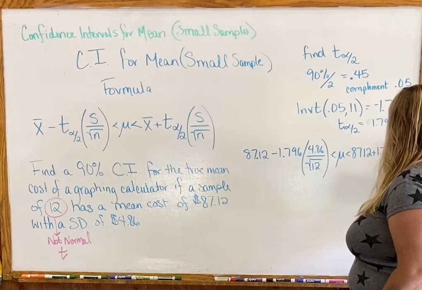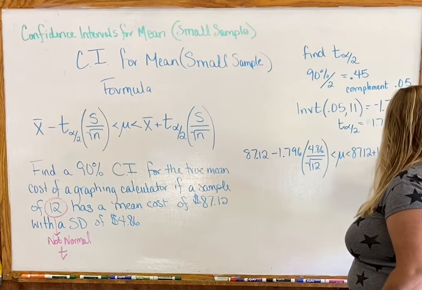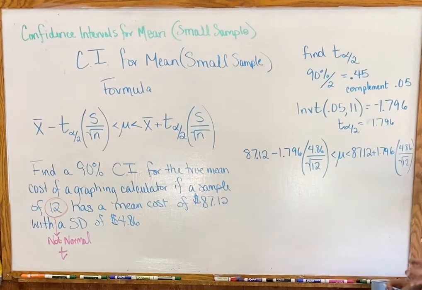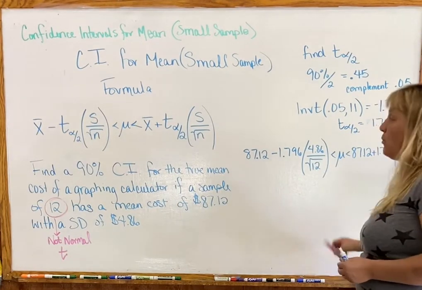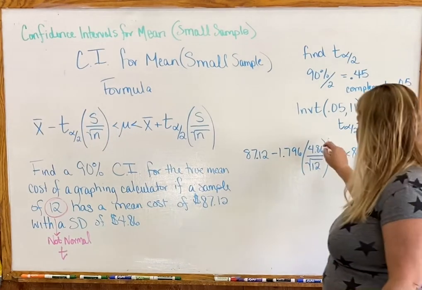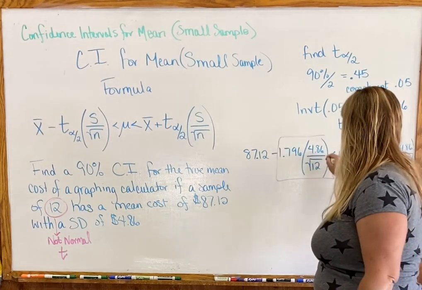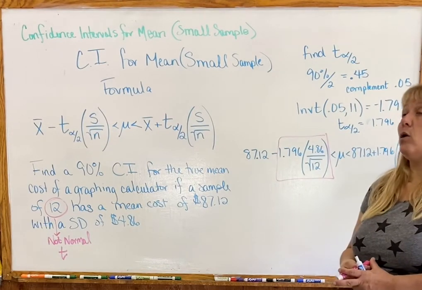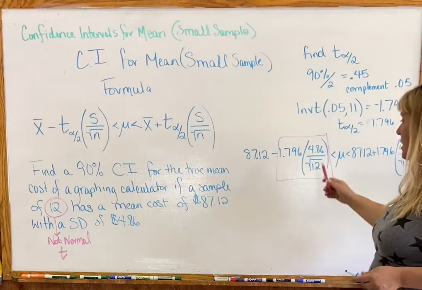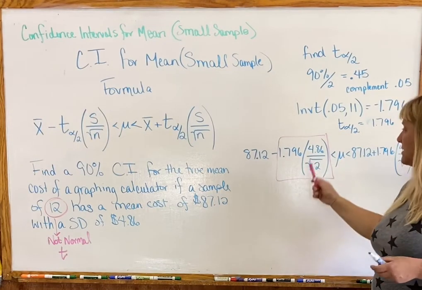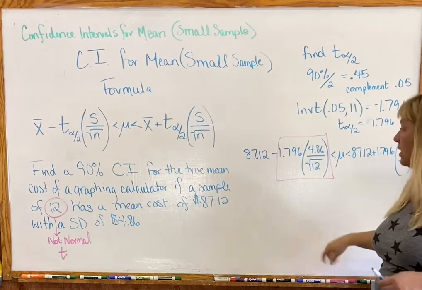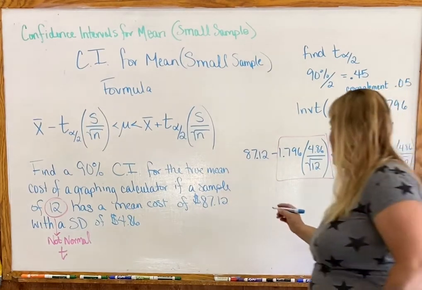Not much different on the upper side. Now think about this. When we did this before, I asked you to find this part first. Do you remember what that part is called? Hopefully you remember it was the margin of error. So remember, this is the 2-step process. Just like before, we're going to find that part first, and then we're going to add, and then we're going to subtract.